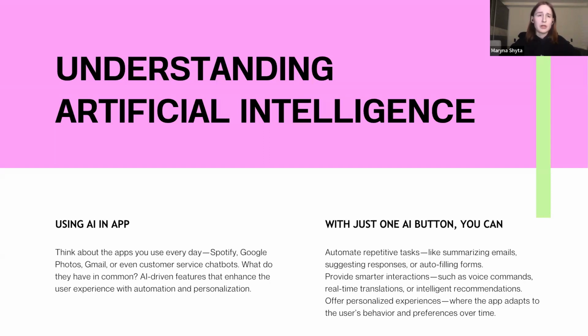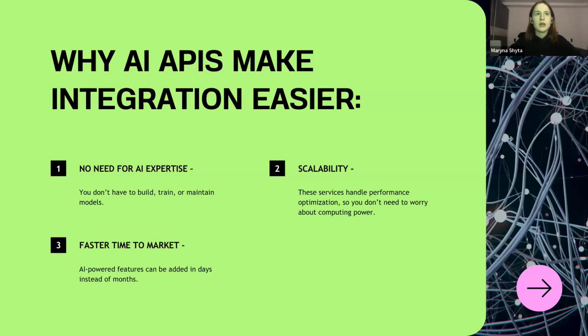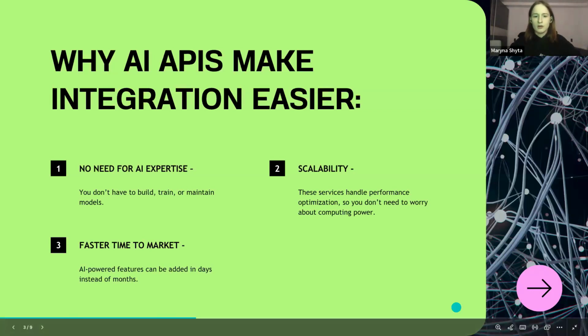In the past, implementing AI meant hiring data scientists, training models from scratch, and managing complex machine learning infrastructure. Today, AI as a service platforms provide powerful pre-trained models that can be integrated into your application with simple API calls. And why do AI APIs make integration easier?